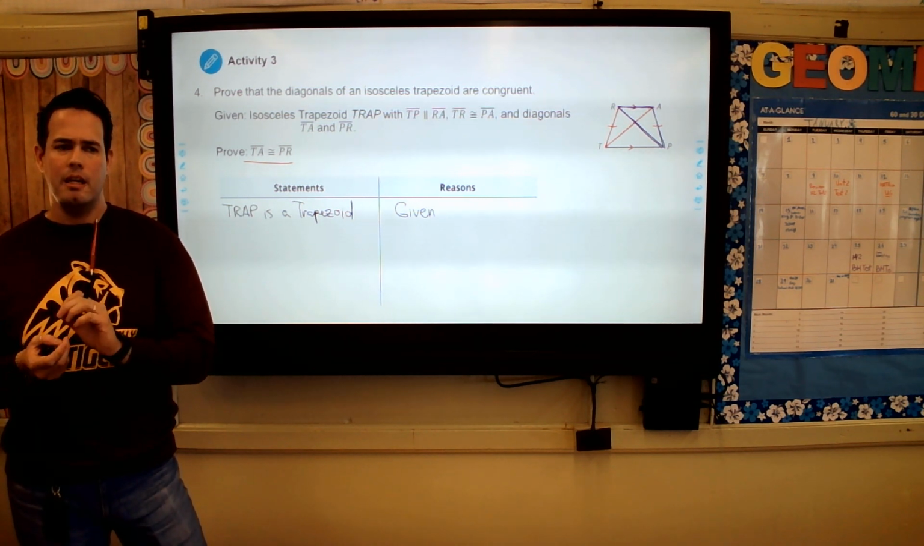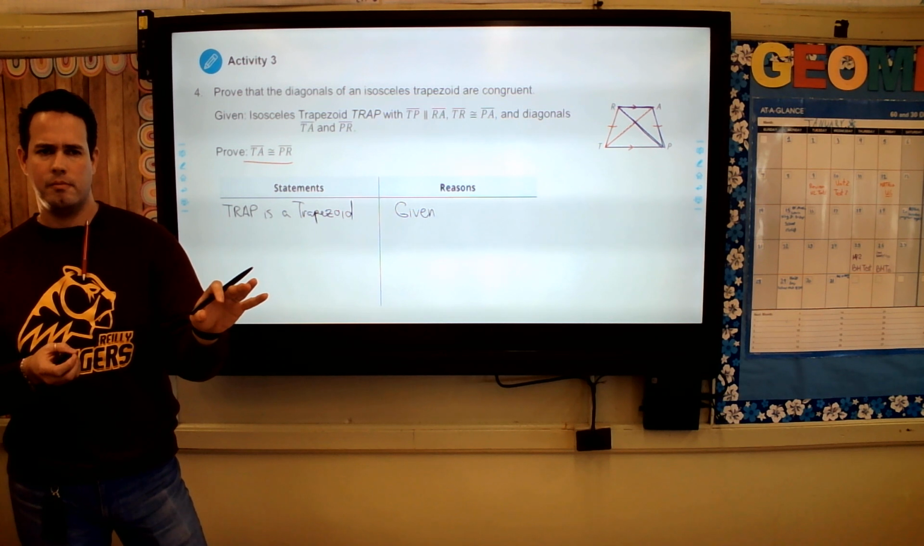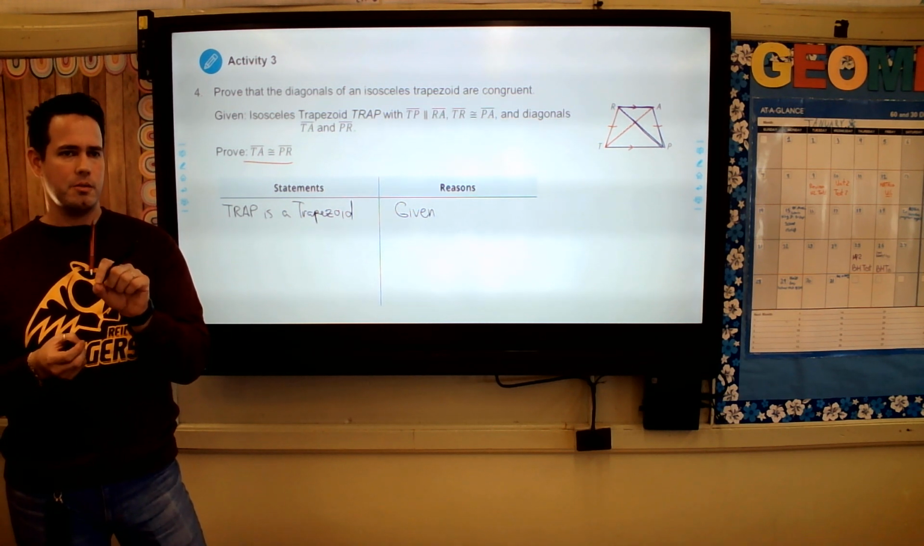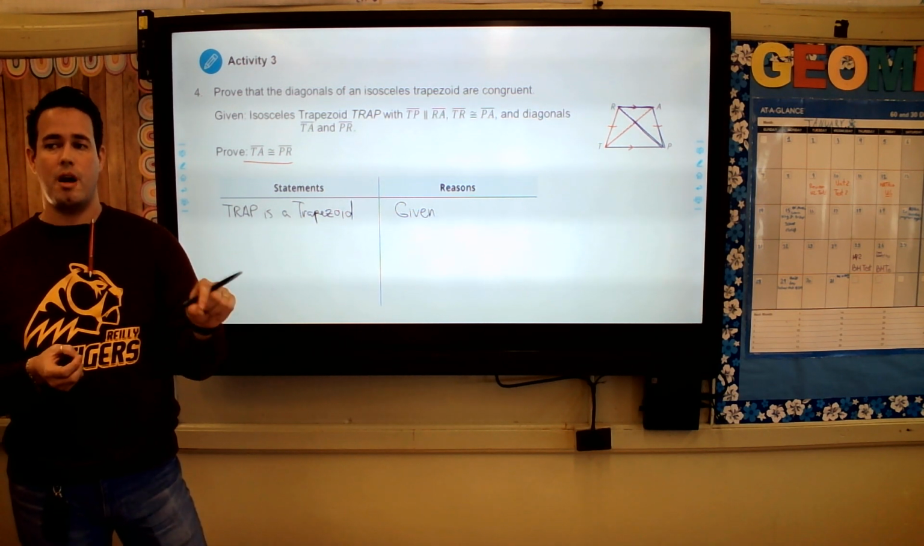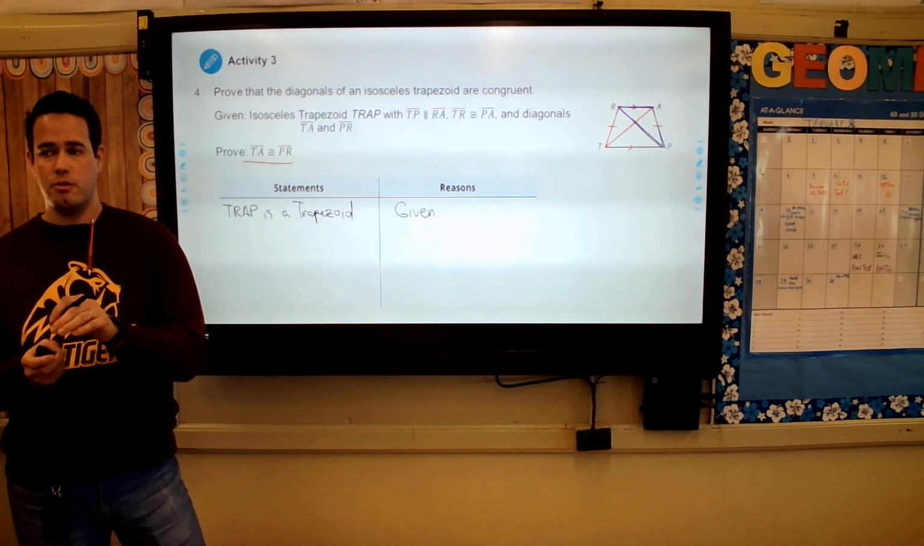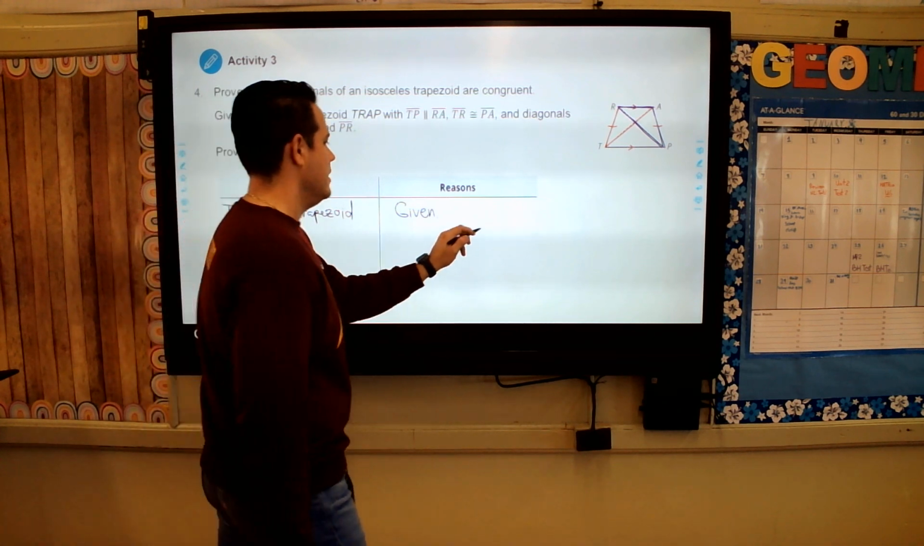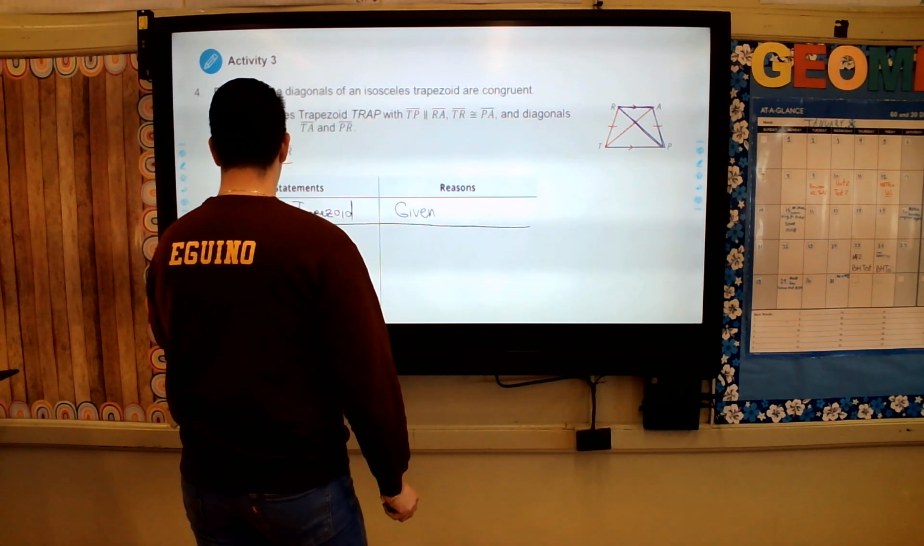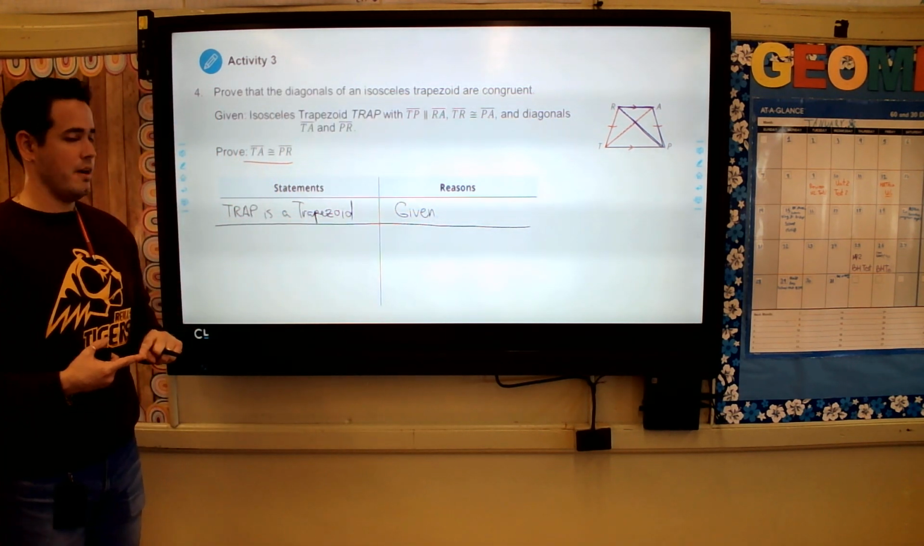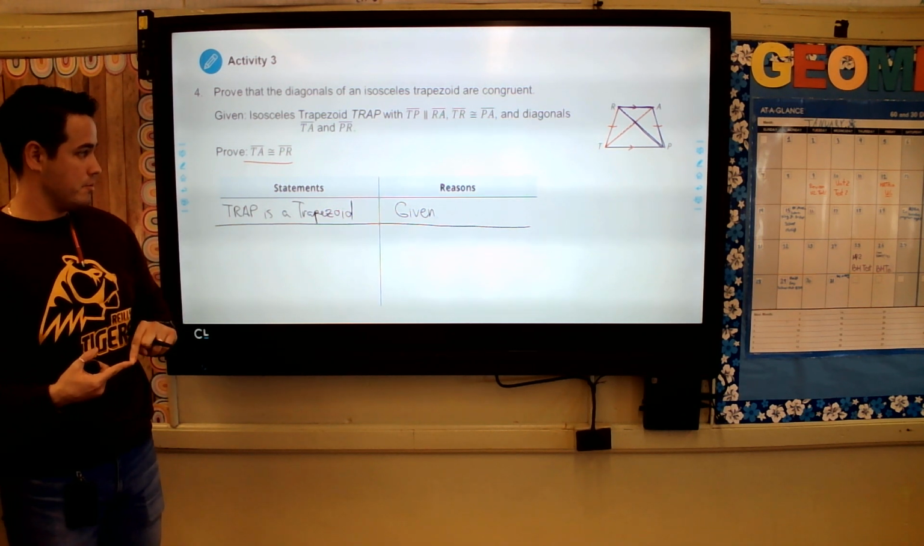They didn't say the figure is a quadrilateral. They were very specific. They said the figure is a trapezoid, which means all properties that you could possibly know of trapezoids, you're allowed to use. So we have that information. We start with the fact that TRAP is a trapezoid, and that is given.